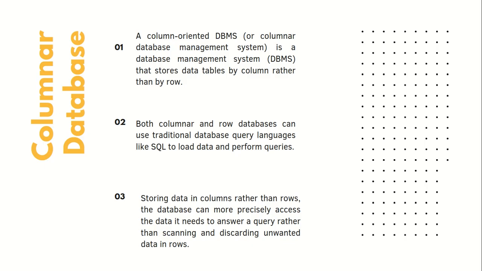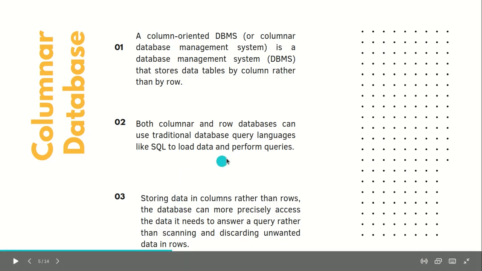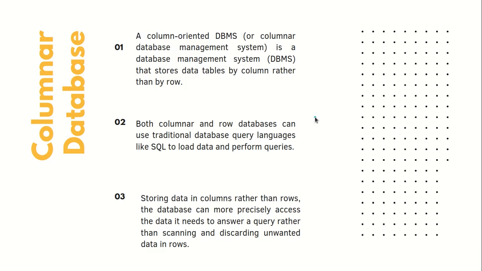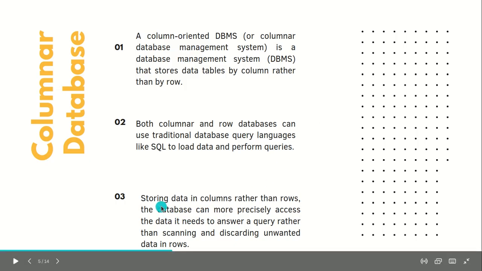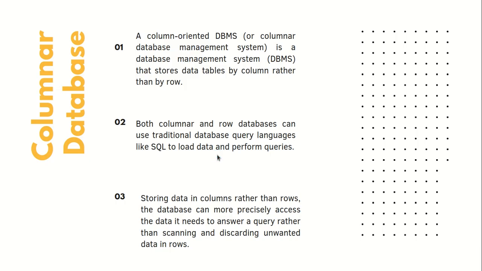This is the reason why we are going with storing data in columns rather than rows, because with the help of this we can precisely access the data it needs to answer a query rather than scanning and discarding unwanted data in rows. It means if you want to get the data quickly and you don't want to go through all the content to get that little piece of data, go with HBase.